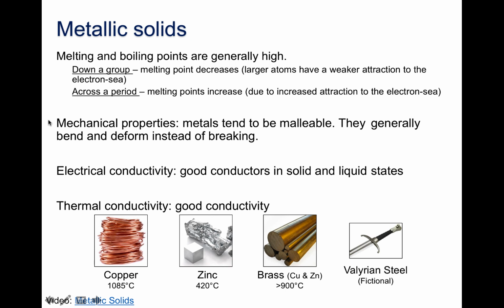Mechanical properties of metals. They're very useful. They're very malleable, so we can put them into whatever shapes that we need. We can turn them into wires, bricks, whatever is useful. They generally are going to bend and deform instead of just outright breaking like ionic substances do.